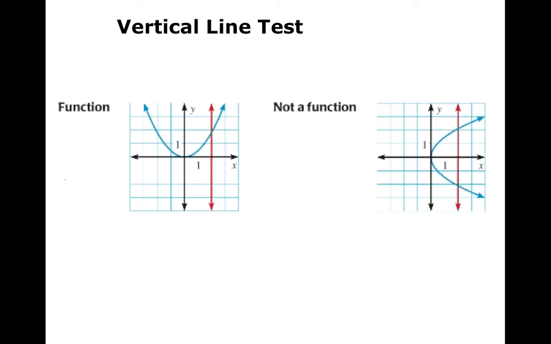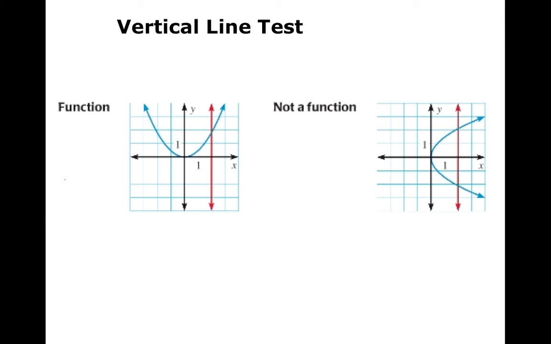So look at these two. First one is a parabola. A quadratic equation has been graphed. Notice there's a vertical line there, the red line. So imagine moving that red line across your parabola back and forth, side to side. Does it ever hit the parabola twice? No, it will only hit once every time. So a parabola is a function.